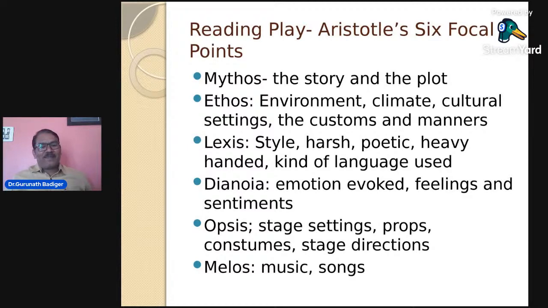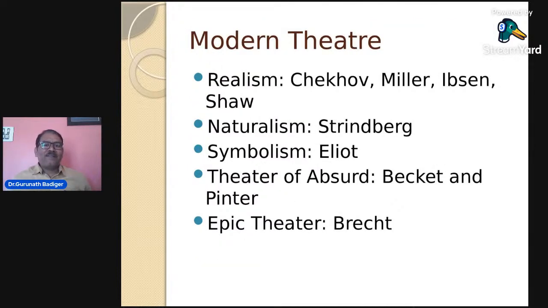And knowledge of Aristotle's Poetics is necessary, in which Aristotle speaks about mythos, ethos, lexis, dianoia, opsis, melos. And we should know different types of dramas written these days and trends in drama. Realistic drama written by Chekhov, Miller, Ibsen, Shaw, naturalism in Swinburne, symbolism in Eliot, theatre of the absurd by Beckett and Pinter, epic theatre by Brecht.